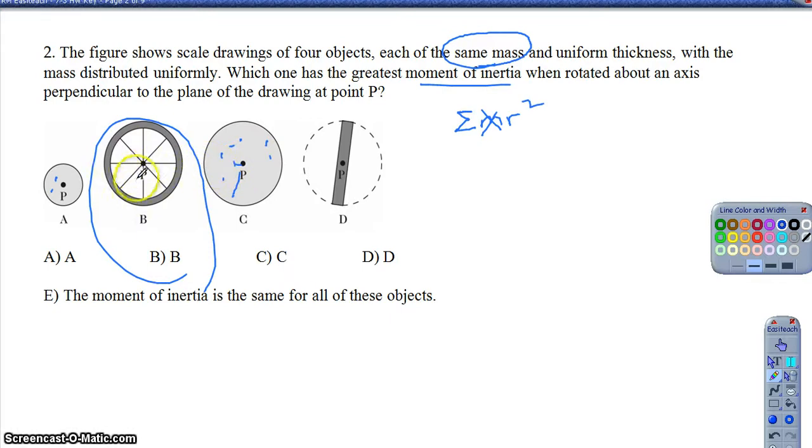For the wagon wheel here, most of the mass, now they do have the spokes, but we'll assume that there's not a lot of mass in that. Most of the mass of this wheel is going to be accumulated the full radius away. So if I take all of those masses and multiply them by r squared and add them all up, this one's going to have my highest moment of inertia because all of that mass is located as far away as possible. Object D is obviously going to be somewhere in between B and C or B and A.